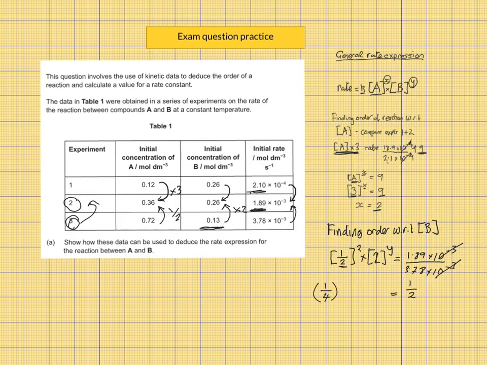That's the concentration of A that's been changed by a half to the power 2, times by the concentration of 2 to the power y, where y is the order of reaction. And therefore, if we now take this over to the other side, that equals a half times by 4 over 1, which now comes out as 2. 2 to the power y equals 2, and therefore y is equal to 1. It's first order with respect to the concentration of B.